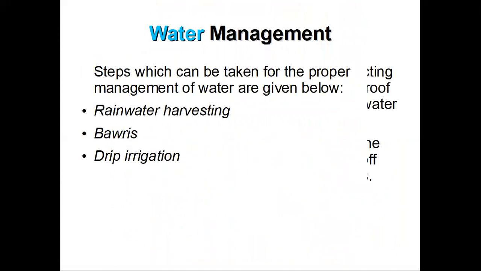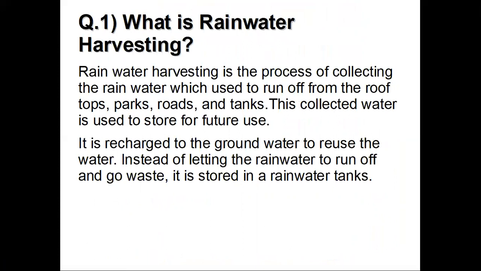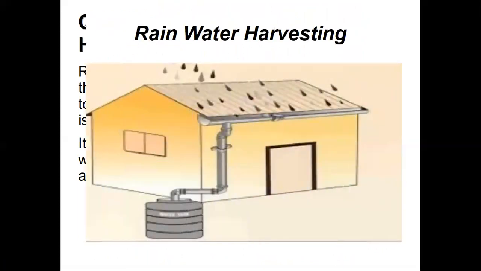Now, we were learning about rainwater harvesting. Here we can see raindrops falling, and through a pipe the water is flowing and being stored in a tank. When that tank is full, the water will be used for the future.